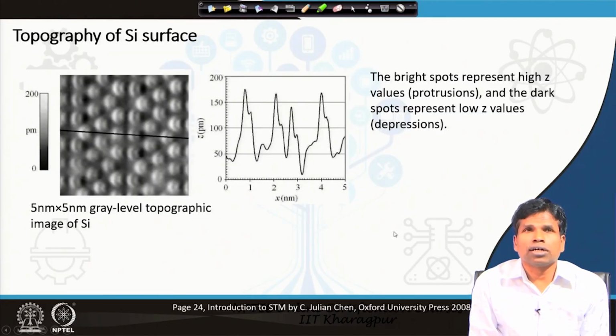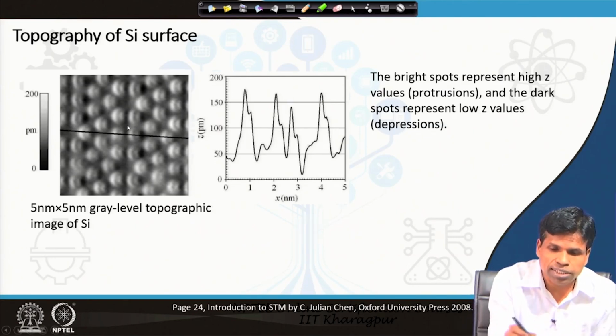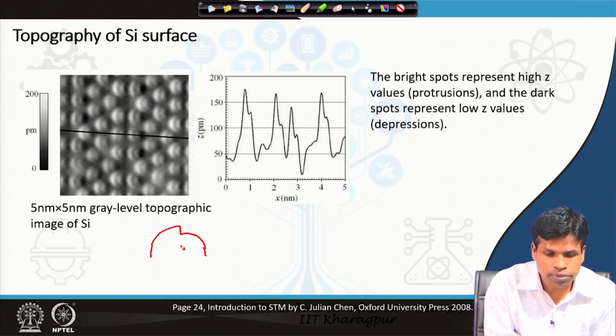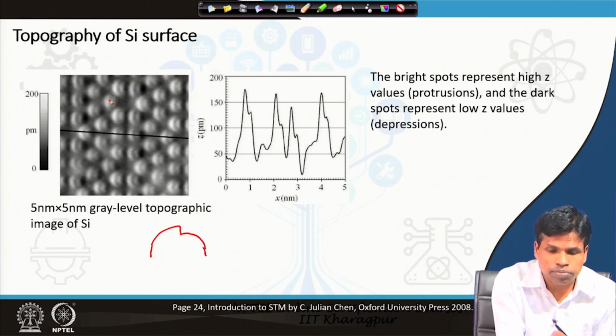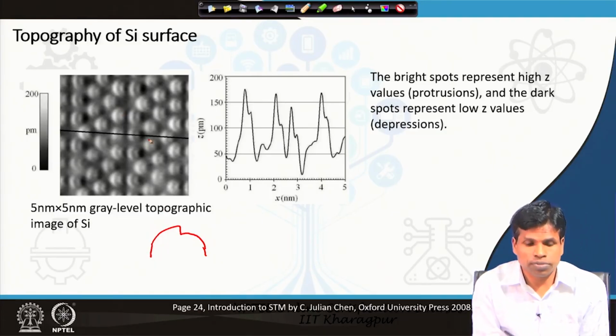This is again a topograph of a silicon surface, and what we see there are brightness and darkness differences in the sample. It is showing a spherical type of surface. The bright dots are the protrusions and the darker parts are the depressions.